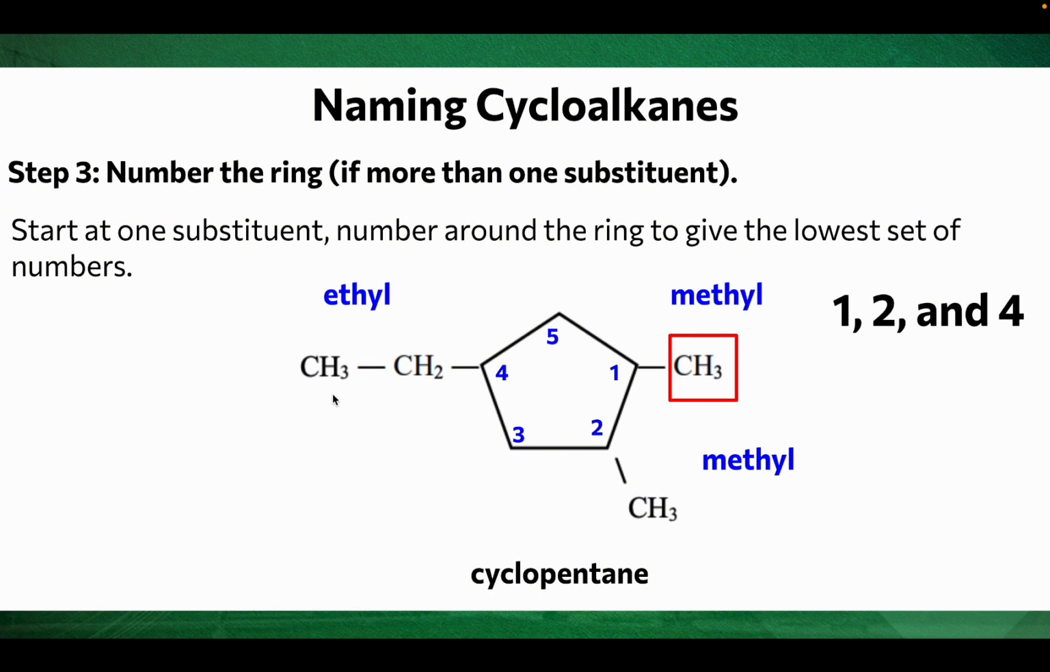Now, we can also start from this methyl. Counting 1, 2, 3, 4, 5, that's 1, 2, 4. Or we could go the other way, 1, 2, 3, 4, 5, giving 1, 3, 5. So the lowest set of numbers is 1, 2, 4, and we follow this structure. This methyl will be 1, this methyl will be 2, and this ethyl would be 4.